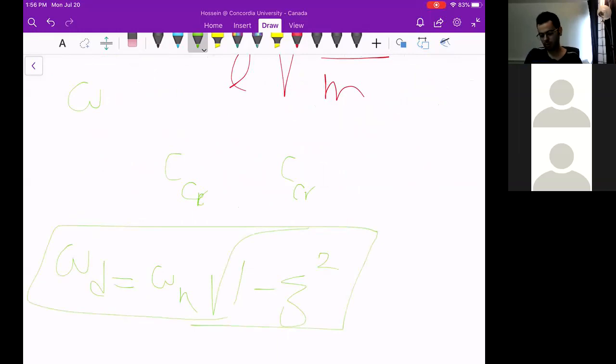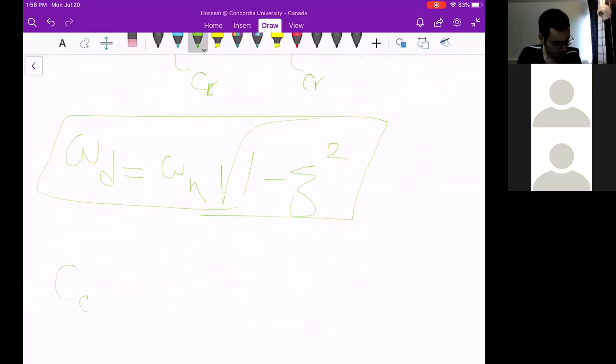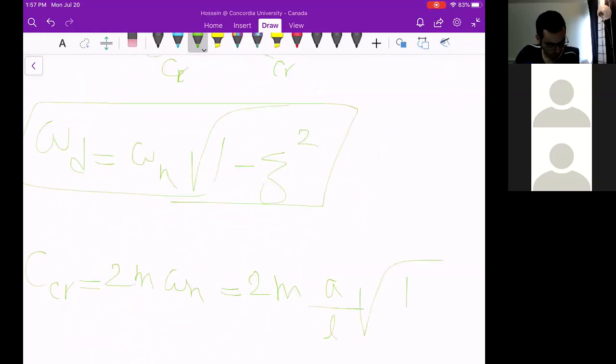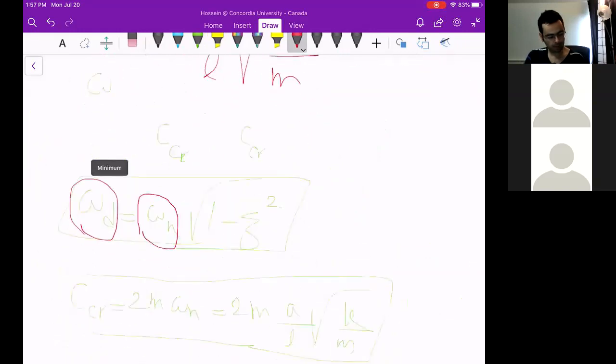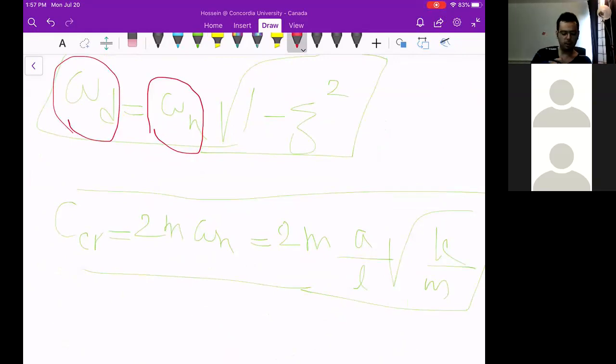The critical damping coefficient, C critical, is 2m omega n. So 2m omega n, obtained here as a over l times the square root of k over m. This is critical damping, and this is the damped natural frequency. So we obtain omega n. All you have to do is plug in omega n here and multiply by zeta. We don't have a specific zeta. Keep it as an unknown value, as a parameter. So basically, critical damping, we are done.